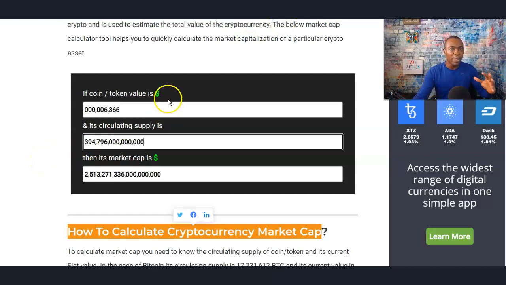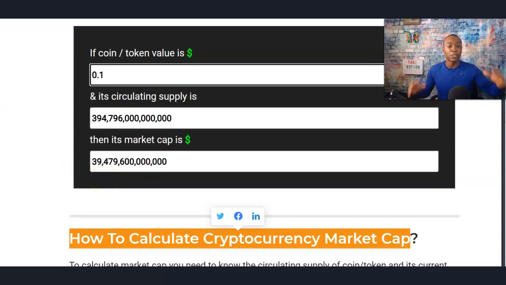So this is how we can determine certain factors. Let's say we've been hearing 1 cent a lot for Shiba. I do believe in the future Shiba would hit this number, but I don't believe it this year. I'm thinking in the future. So if I said 1 cent here, this is what the market cap has to be for Shiba. Let's keep the circulating supply where it is for now. And that's what the market cap has to be if it hits 1 cent.